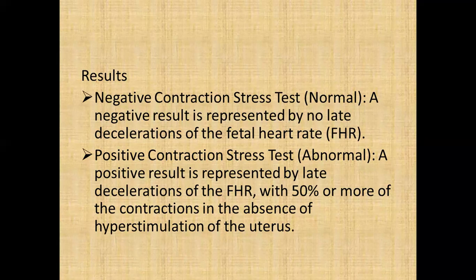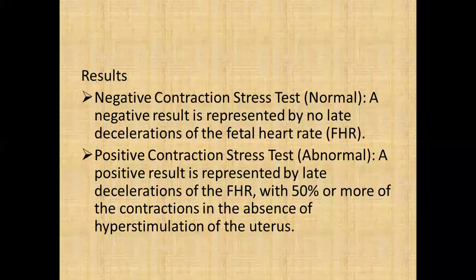Then we have a positive contraction stress test, which is the abnormal one. Abnormal is the same as a positive contraction stress test, which is that during contractions, there was a drop in fetal heart rate of at least 50%. A positive result is represented by a late deceleration of fetal heart rate with 50% or more of the contractions, in the absence of hyperstimulation of the uterus.